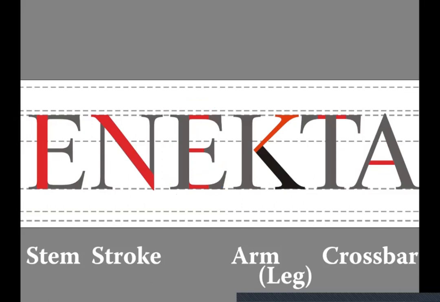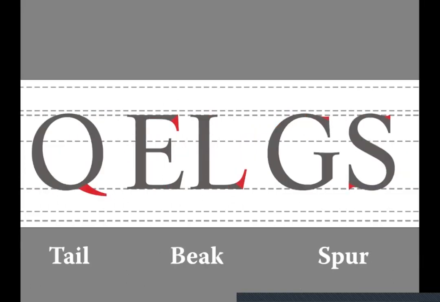They are either arms. The E has arms. The K has one arm. It has a leg. And then you have bars or crossbars. Crossbars or cross strokes, which connect two main strokes. The Q has a tail. Some forms of serifs have a sharp point. We call that a beak. So that part's not human.